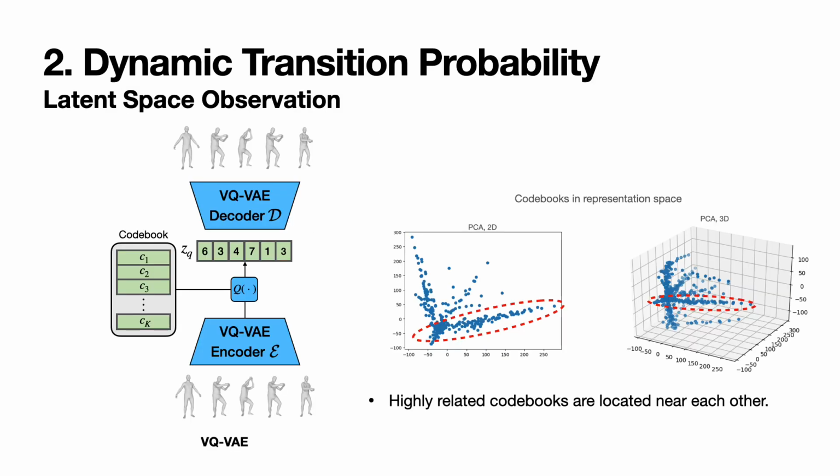Secondly, we propose dynamic transition probability. After training the VQVAE, we visualize the latent space of the codebook and observe that certain codebooks are more closely correlated, as evidenced by their clustering or alignment along implicit lines. Inspired by this observation, we propose dynamic transition probability to encourage the model to explore more in the latent codebook space.